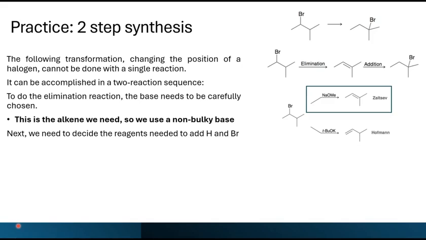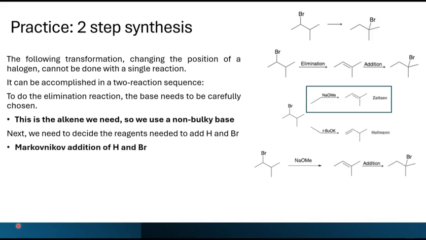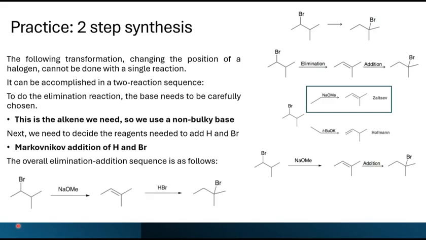Next, we have to decide the reagents needed to add H and Br. Since we know we need to add Markovnikov, probably HBr will be fine. The overall elimination-addition sequence is as follows. We have to use a strong base to eliminate H and Br and form an alkene that's stable, Zaitsev. Then we're going to add HBr so that the Br adds to the more substituted carbon, or the Markovnikov addition.